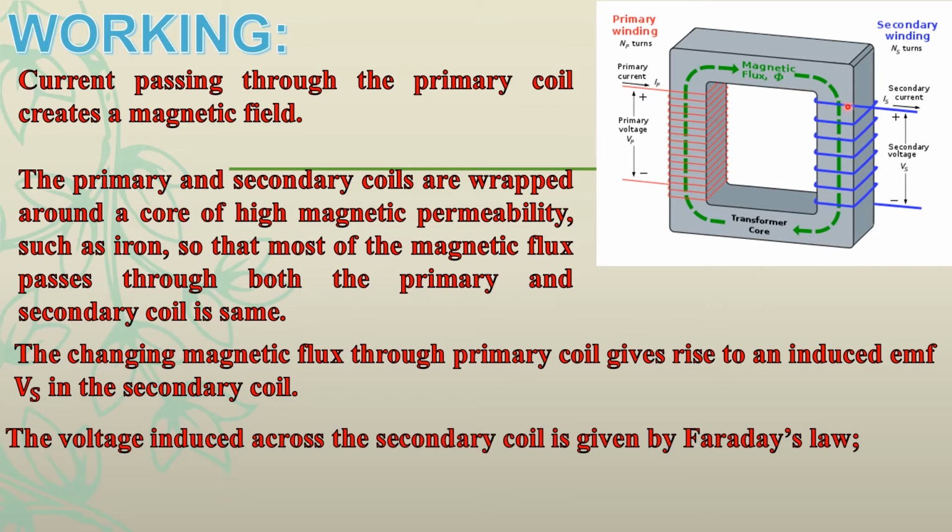And this induced EMF is known as V sub S, S for secondary coil. The voltage induced across the secondary coil is given by Faraday's law. So induced voltage in this secondary coil can be given by Faraday's law, that is induced EMF in secondary coil, V sub S, is equal to N sub S, number of turns of secondary coil, into d phi divided by dt, rate of change of magnetic flux. We have discussed this formula in Faraday's law. Let's say it equation number 1.